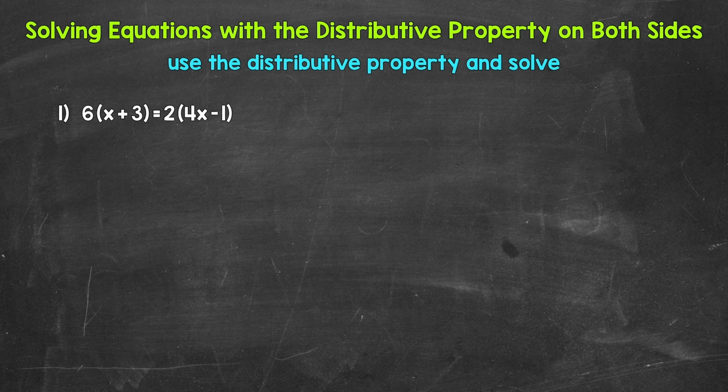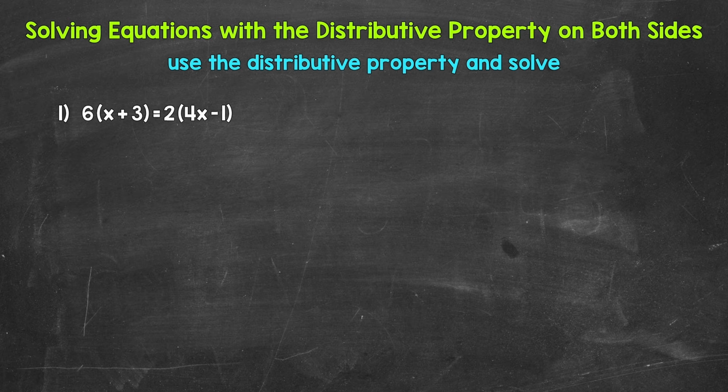Let's jump into number 1, where we have 6, and then in parentheses, x plus 3, end parentheses, equals 2, and then in parentheses, 4x minus 1, end parentheses. So we need to figure out what x equals here. Since we have parentheses, let's remove them by using the distributive property, and that's the first thing that we're going to do. Remember, when we use the distributive property, we distribute what's on the outside of the parentheses to the terms inside of the parentheses.